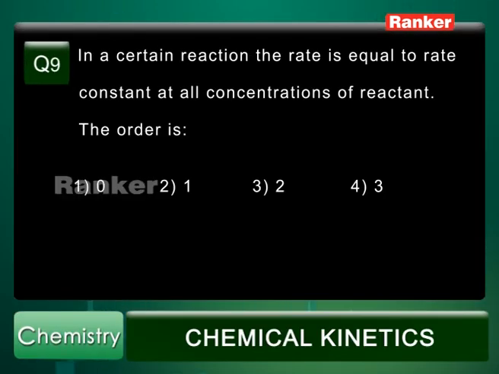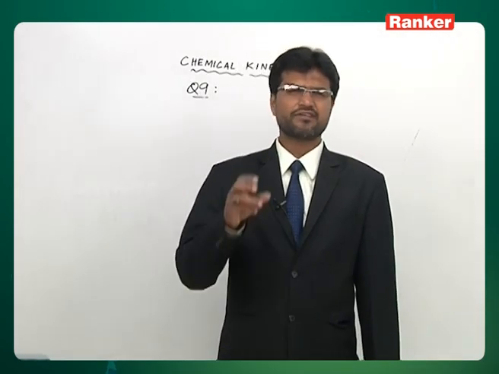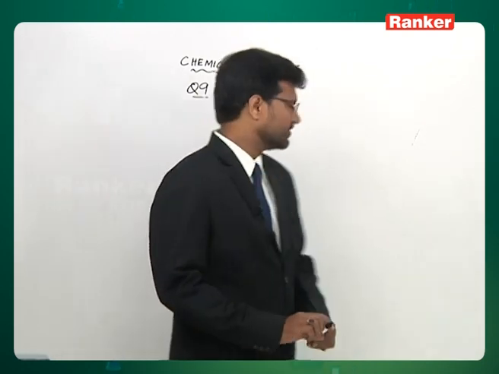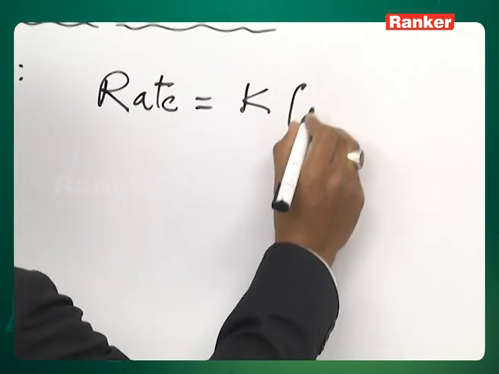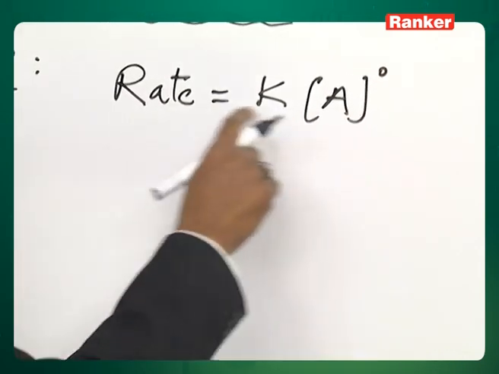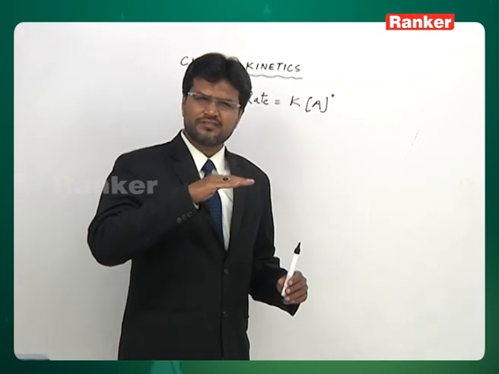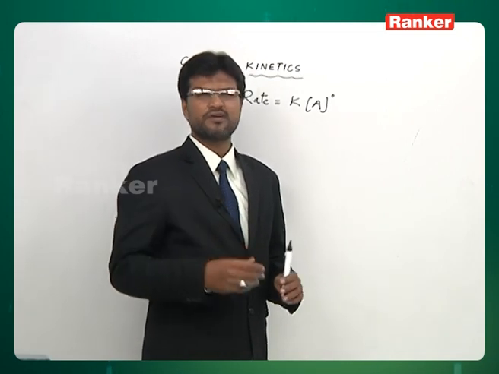Question number 9. In a certain reaction, the rate is equal to rate constant at all concentrations of reactant. The order of reaction is, see, it is zero order reaction for which rate is always constant. So, it is always equal to rate constant. Why? Because for zero order reaction, you write rate equals to K into concentration of reactant, say A raised to the power 0. This becomes 1. So, rate is always equal to K. That means rate is constant throughout the course of the reaction and it is equal to a rate constant.